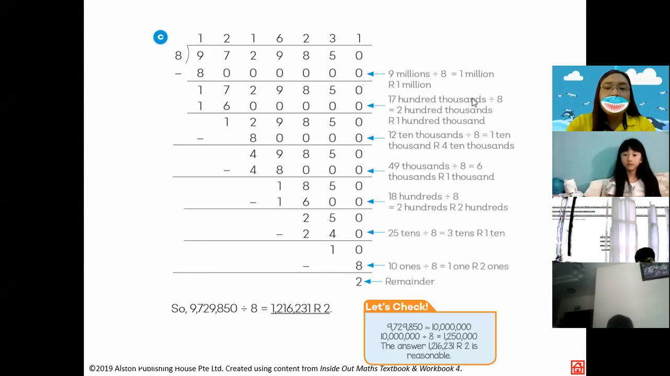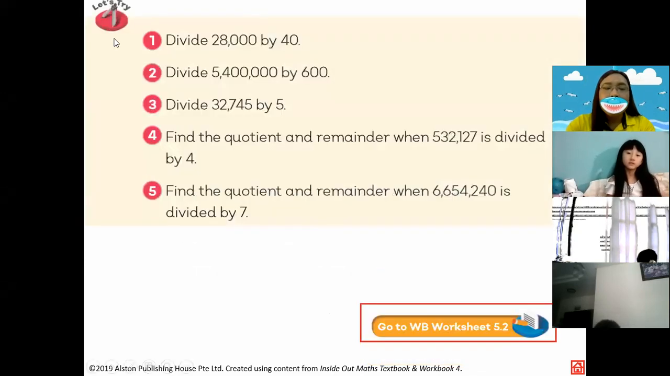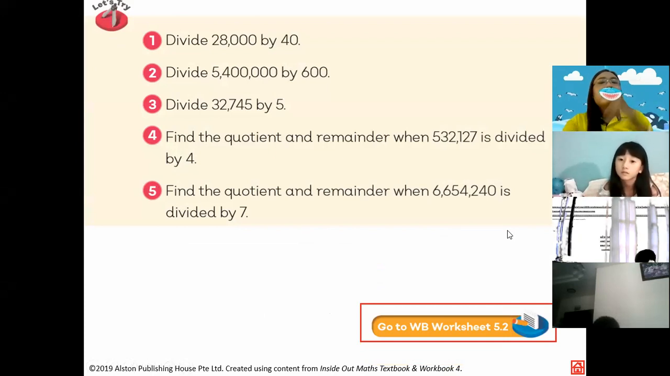Now let's try to answer this one. We have 1, 2, 3, 4, and 5. I will give you 10 minutes to answer this one from number 1, 2, 3, 4, and 5.